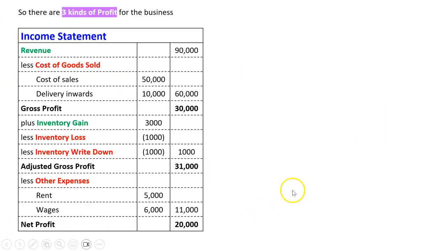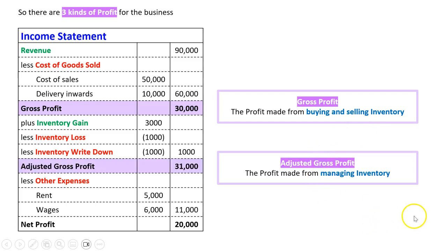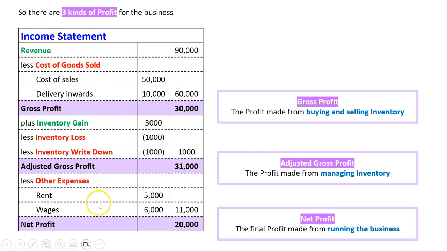So just to summarize all that, we're going to do a report called the income statement. It'll look like this. It'll have some other sections that we'll add in, and it will have three types of profit. It will show the gross profit, the profit made from buying and selling inventory. It will show the adjusted gross profit, which is the profit made from managing inventory. So that includes gross profit plus or minus these items. And finally, we'll take out the other expenses, and that will give us net profit, which will be the final profit made from running the business.